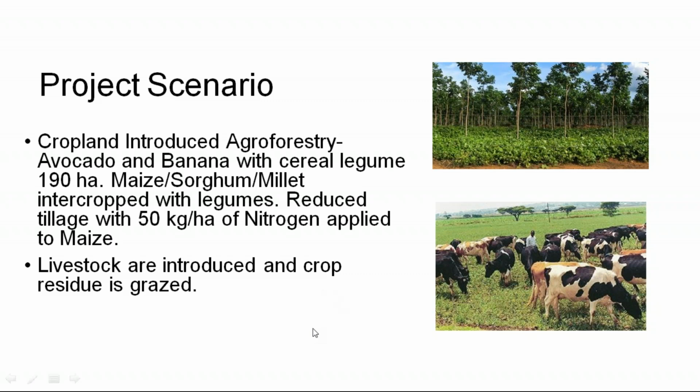Okay, so our project scenario is that we're going to introduce some agroforestry systems. It's going to be an avocado and banana with cereals and legumes growing underneath. And again, it's going to be on the whole 190 hectares. They're still going to grow maize, sorghum and millet intercropped with legumes, but they're going to change their tillage system so it's reduced tillage, and they're going to increase the amount of nitrogen that's being added, 50 kilograms per hectare, because the project is going to subsidise fertiliser inputs for them.